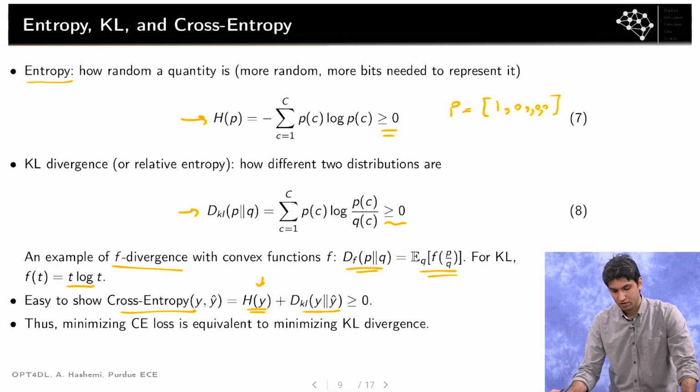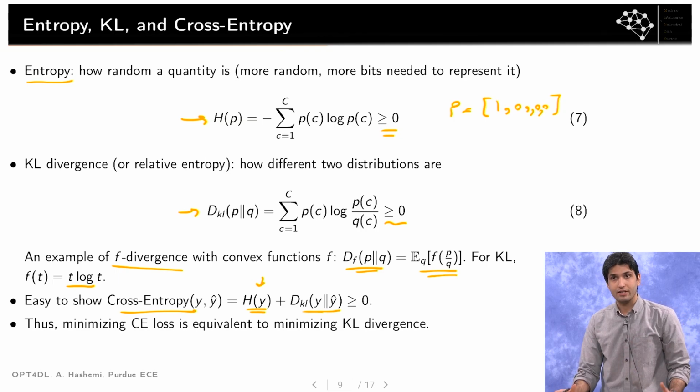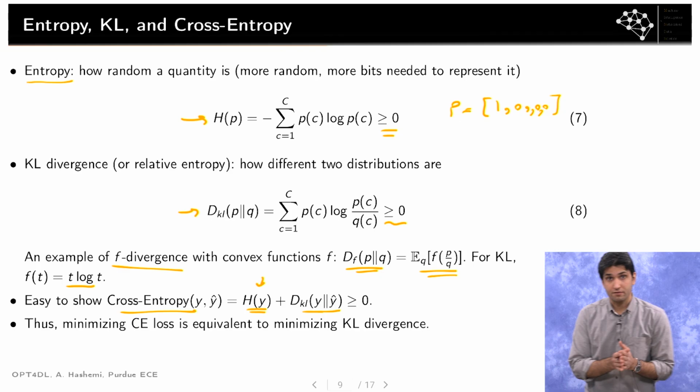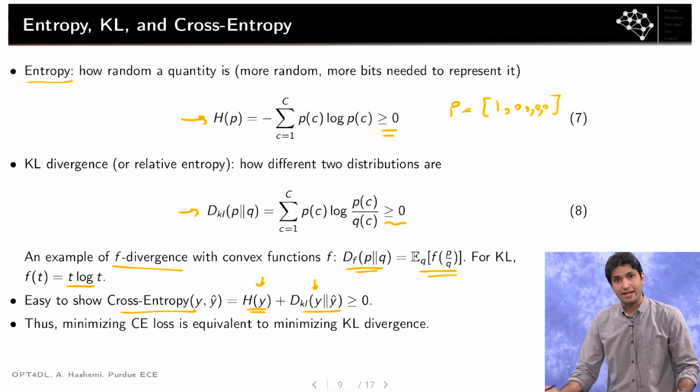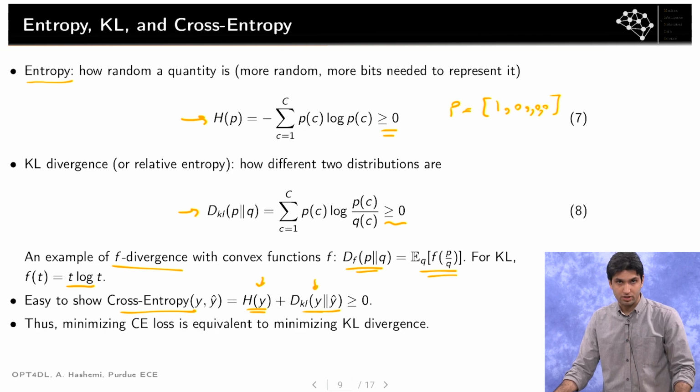So what are we doing here? By fitting the data, we are minimizing the distance between the probability of the labels according to the training data, which is y, and the probability of the labels, the predictions that we get as part of the training process.